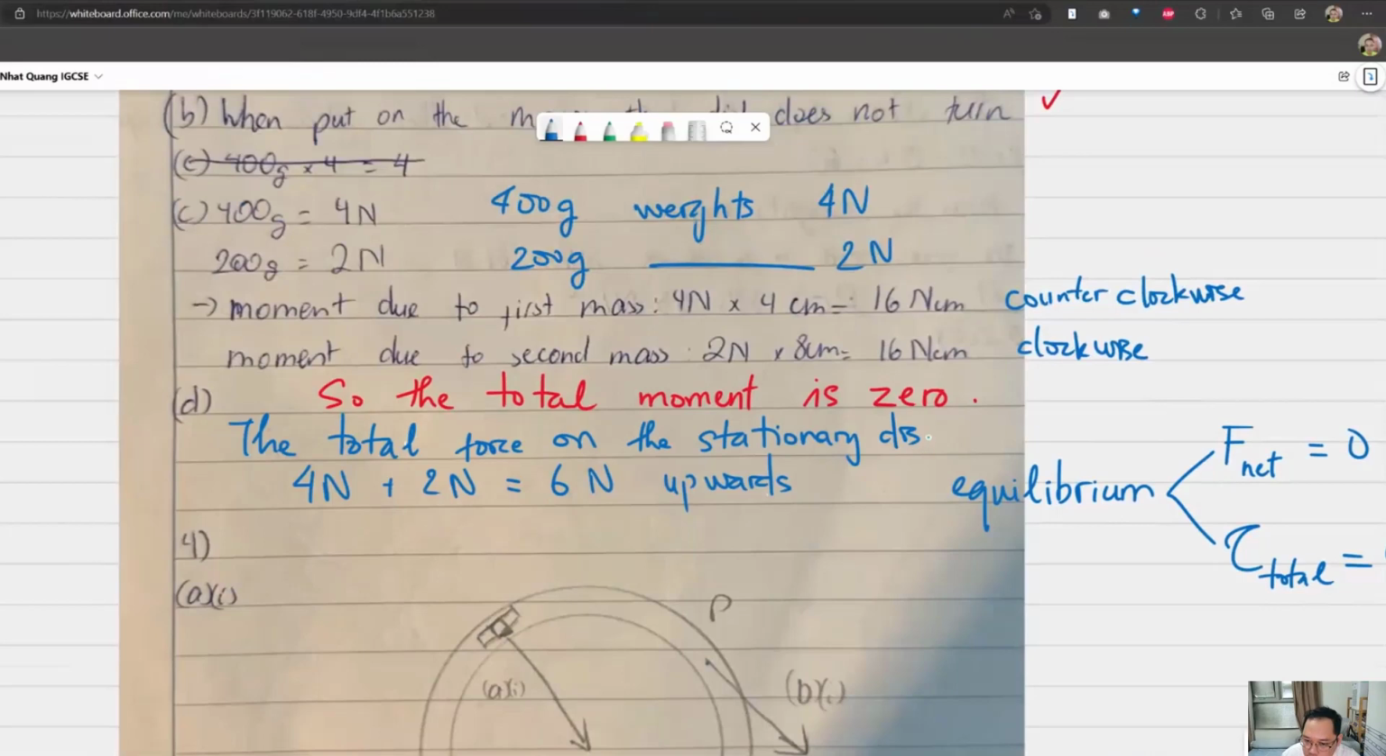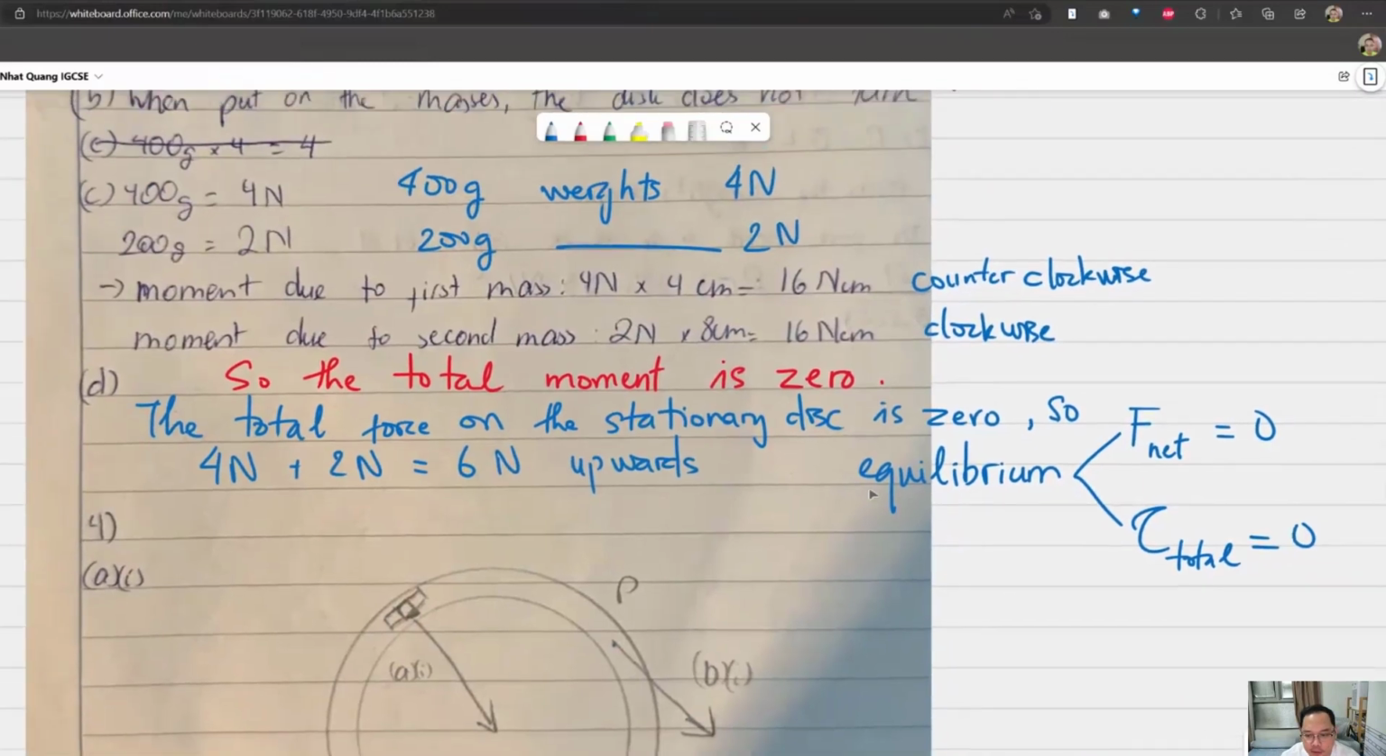The total force on the stationary disk is 0. So this is the simplified short explanation. Okay, the first sentence is the reason, the explanation.